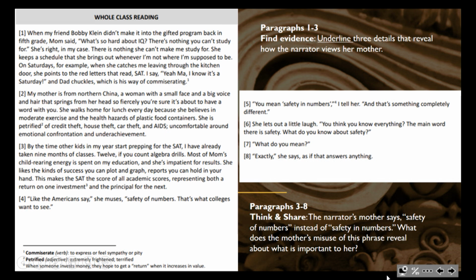All right, now I want you to think and share, and this is from our CommonLit question. The narrator's mother says "safety of numbers" instead of "safety in numbers." What does the mother's misuse of this phrase reveal about what is important to her? So take a minute, think about that, and then share it with your partner next to you.